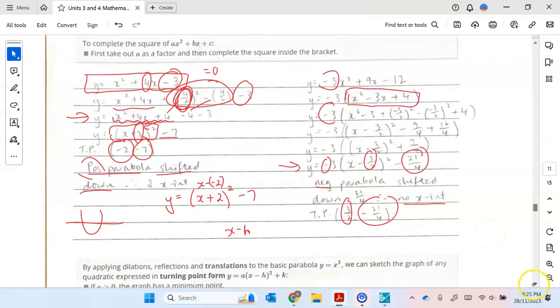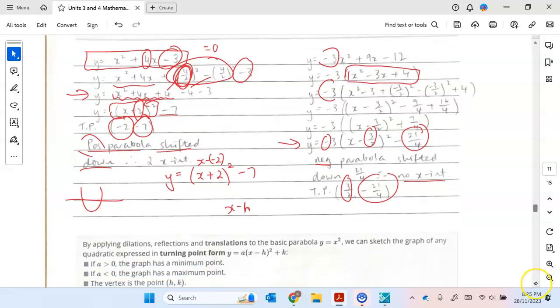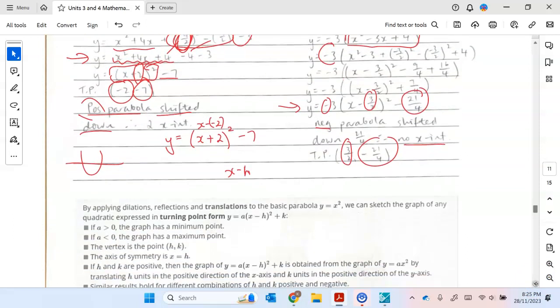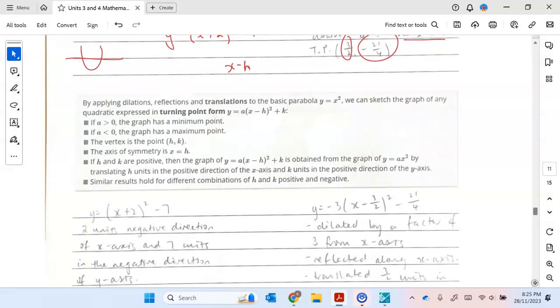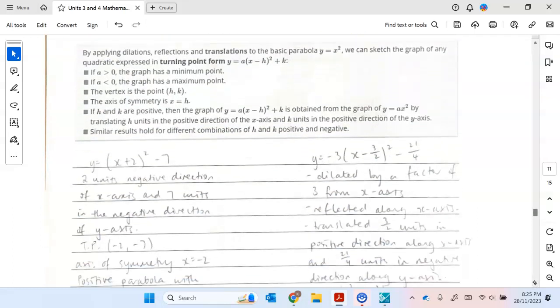When you read a quadratic in turning point form, you should eventually get to the point where you can just picture that quadratic and understand what the transformations are and whether there are x-intercepts or not. I might stop there because I think we probably would have got to that point in class. I'll do a separate video now for this transformation stuff because it might be a bit of a longer video. All right, bye.